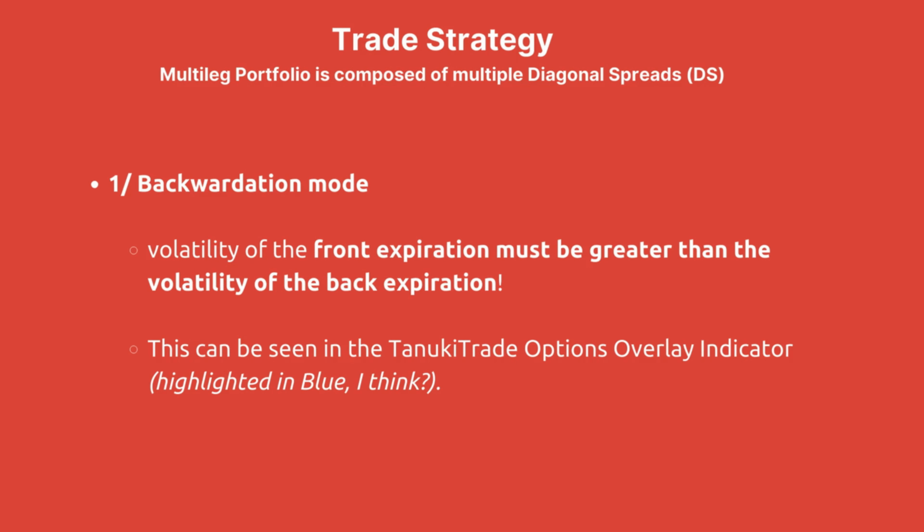So the trade strategy is a multi-leg portfolio, consisting of multiple diagonal spreads. It's based on backwardation mode, so the volatility of the front expiration must be greater than the volatility of the back expiration. This can be seen in the options overlay indicator, which is highlighted in blue, I think, because I'm colorblind, and it's in the next slide coming up.